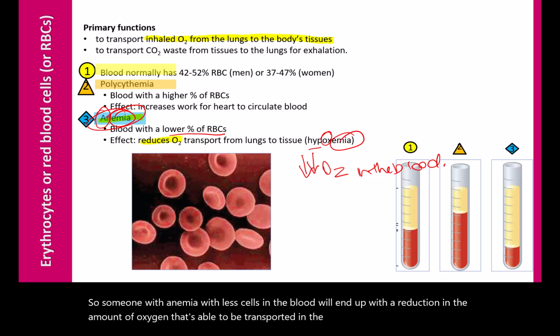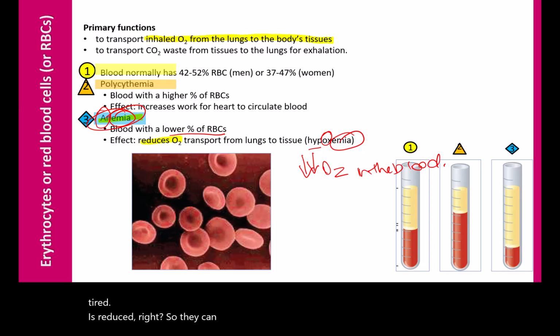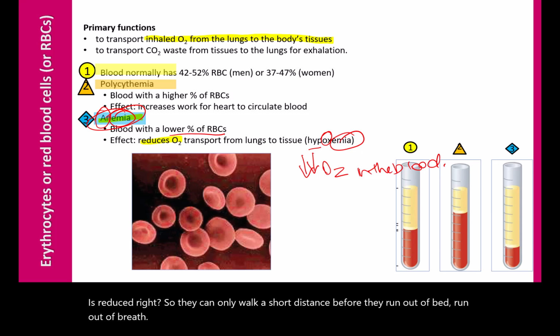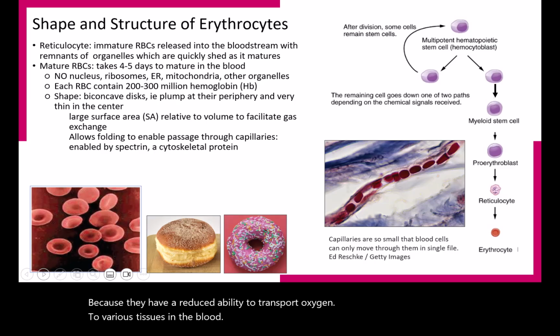And this means that the ability for that person to actually do work or to walk a long distance without getting tired is reduced, right? So they can only walk a short distance before they run out of breath because they have a reduced ability to transport oxygen to various tissues. To various tissues, not various tissues in the blood.